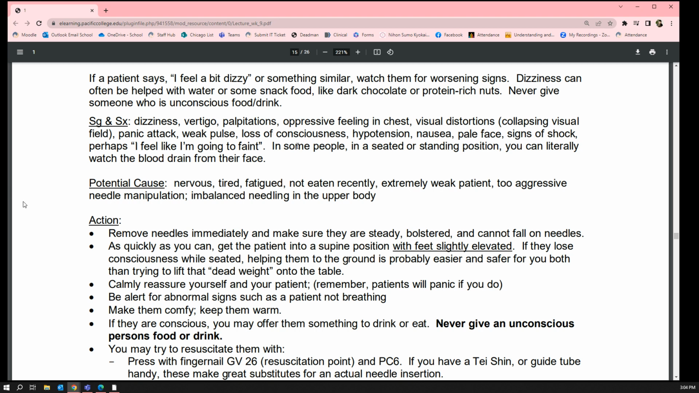So as far as potential causes here, no surprises. If a person is nervous or tired or fatigued, they haven't eaten, if they're just generally weak, they're more likely to lose consciousness. Too aggressive of needle manipulation and imbalanced needling in the upper body. So again, we want to make sure that we have some grounding points if we're going to be doing a lot of upper body needling.